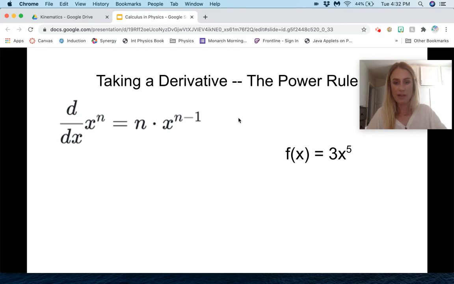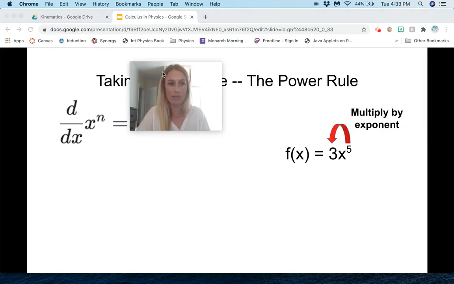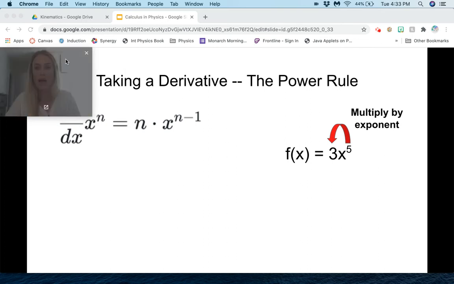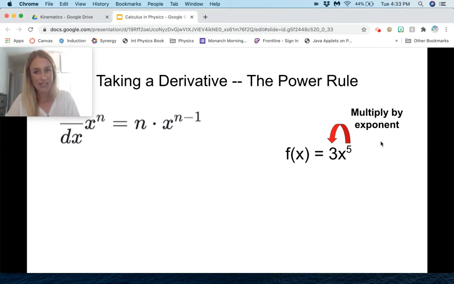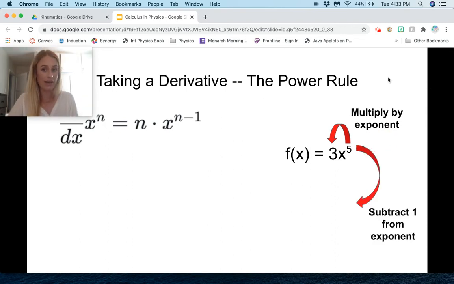So this is my first example. I have the function equal to 3x to the 5th. Now again, if I'm following my power rule, I take this exponent right here, multiply 3 by that exponent, and I multiply by the exponent, so that's going to be 15, and then we subtract 1 from the exponent. So that's 5 minus 1, which is 4. So we end up getting 15x to the fourth, and that's our derivative of the original function.